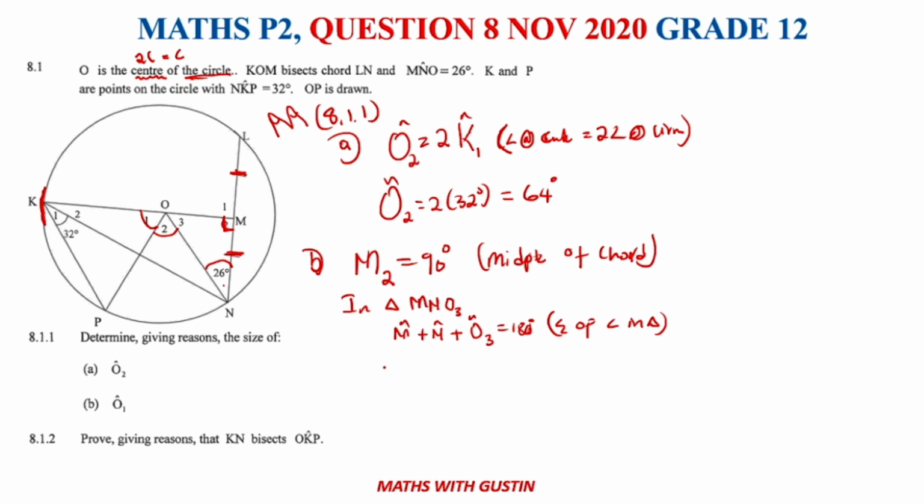Great stuff. So now we are going to come here. M is equal to 90, N is equal to 26, and we are looking for O3, and the total is 180. O3 is going to become, when we simplify, 180 minus 90 minus 26, which gives us an angle of 64.